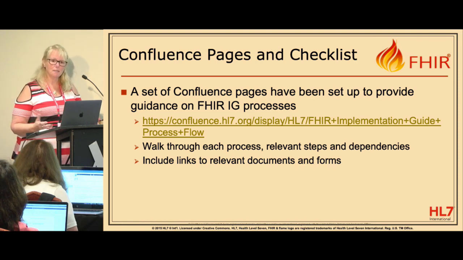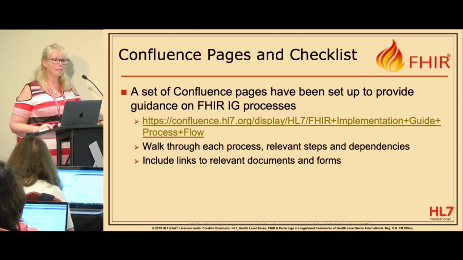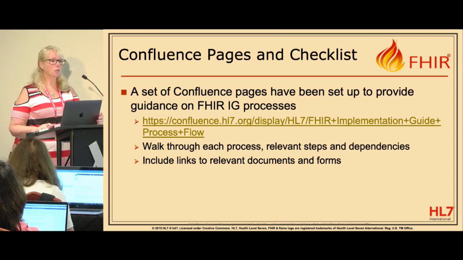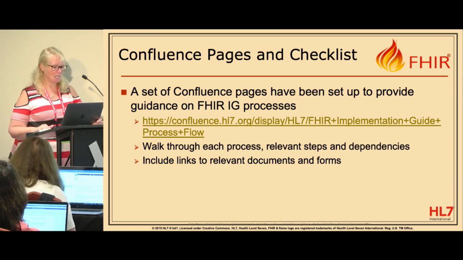So the goal of these pages is to walk through each of the processes and the relevant steps and all of the dependencies so that you know that, if you're going to do a ballot through HL7, we have a process called a notice of intent to ballot. And if you haven't submitted and had your IG proposal approved by the FHIR management group before what we call the NIB, the notice of intent to ballot, has been created, you may not be able to go to ballot. So we've tried to put all of those kinds of dependencies in here. There are also links to the relevant documents and forms that you will need along the way on the Confluence page. So that's the link to the FHIR IG process flow in Confluence.